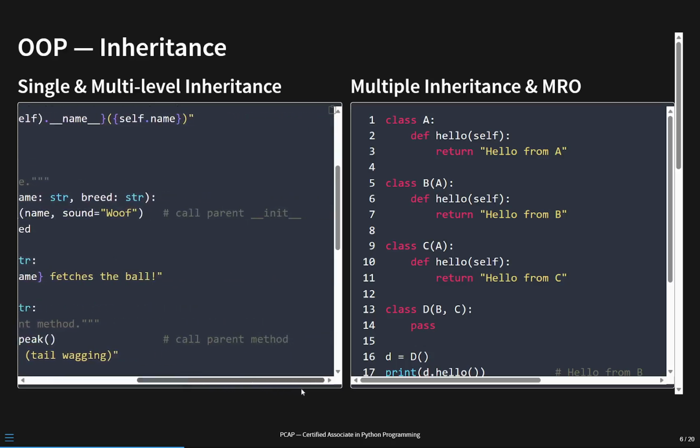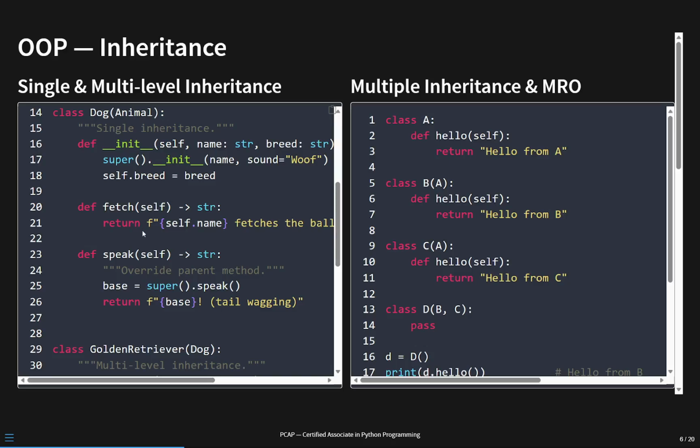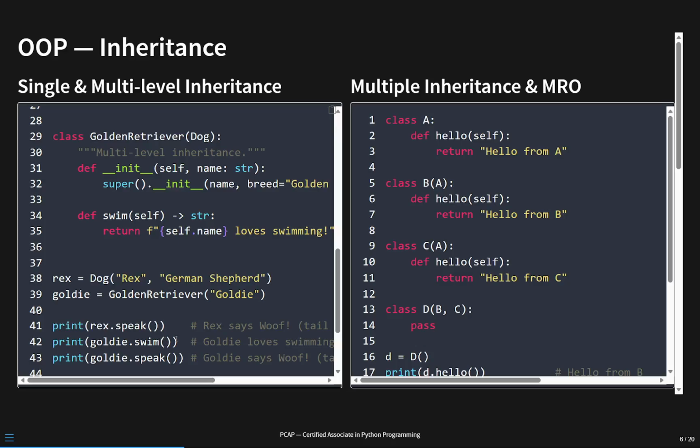In Dog.__init__, the first thing we do is call super().__init__(name, sound='woof'). super() returns a proxy object that delegates method calls to the parent class following the method resolution order. This ensures the parent's __init__ runs and sets up the name and sound attributes correctly.